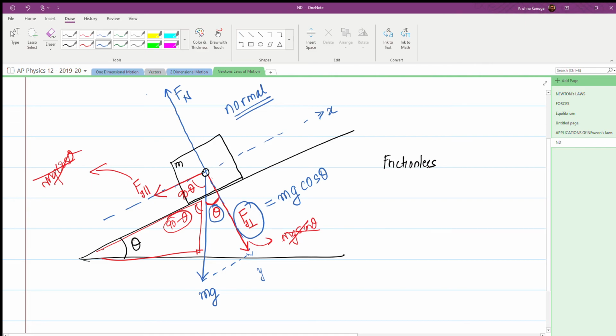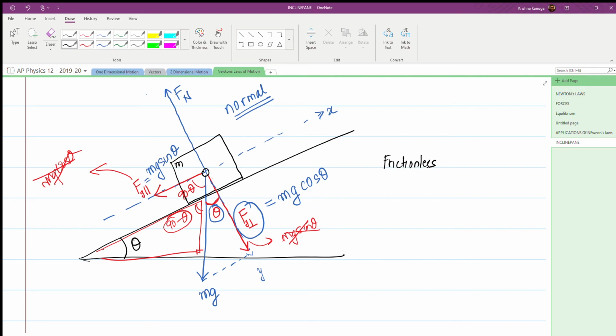Okay, and then we use the same logic here. FG parallel happens to be the opposite side, and this ends up becoming mg times sine theta. Make sure you understand this picture well, and then take everything. Once you get this, make sure you know how the components come out.